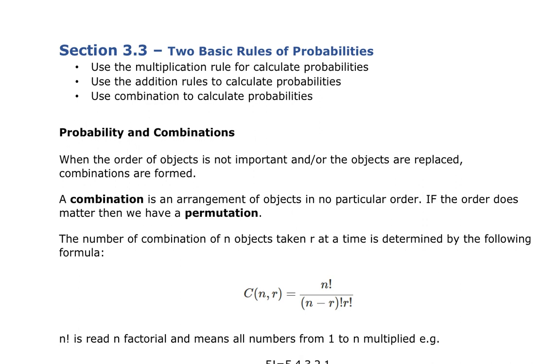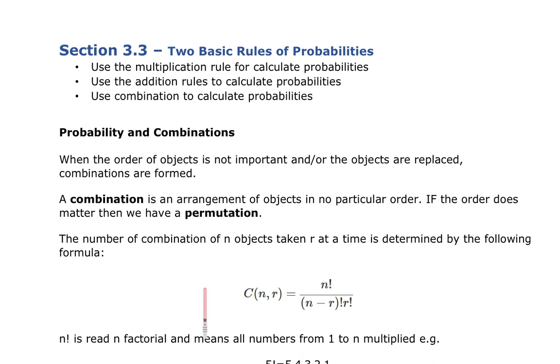So we are going to look at when we have importance of order when we pick our pieces of data, and when we don't care about order. A combination is an arrangement of objects in which the order doesn't matter. Whether you've flipped a head first and then a tail, or a tail first then a head, you just got a combination of a head and a tail. The order in which you got them doesn't matter. If the order does matter, then it's a permutation.